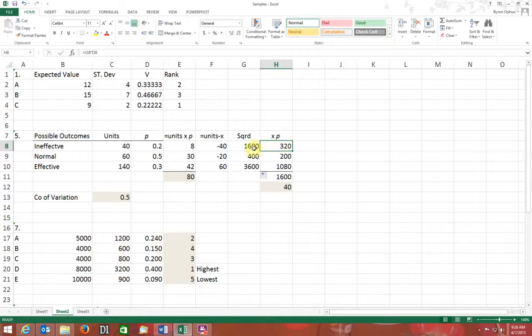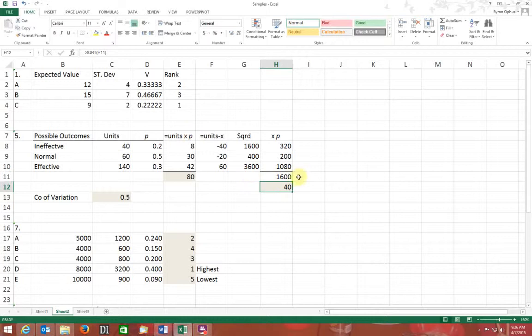I take this then times my probabilities, equals this times my probabilities. I can copy that down. I take the sum of that then. So I got 320 plus 200, so that's 520, plus 1080 is going to be 1600. But I'll let Excel verify my number. There we go. And then all I have to do is take the square root of that.